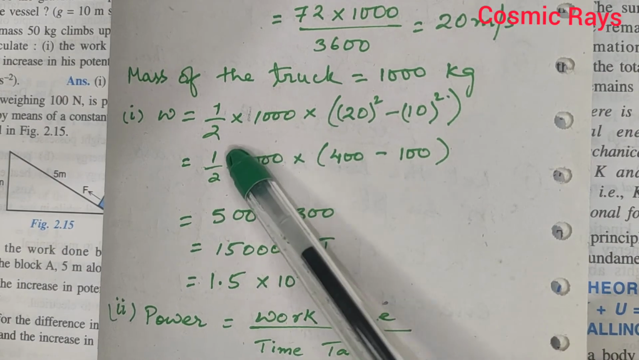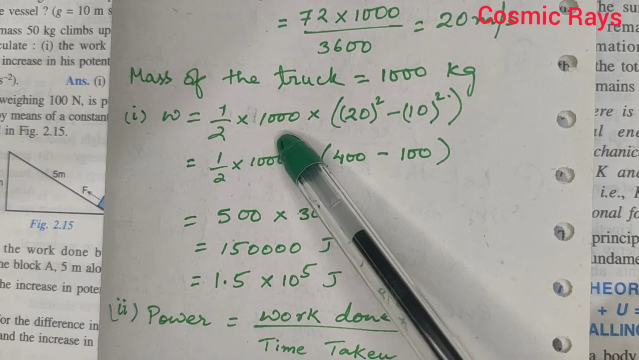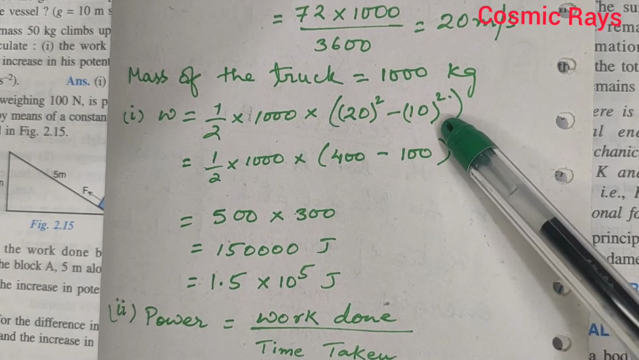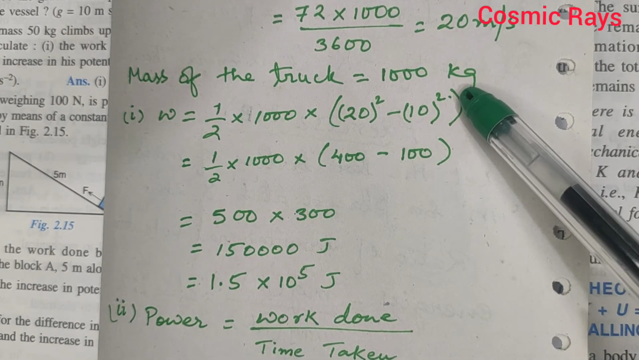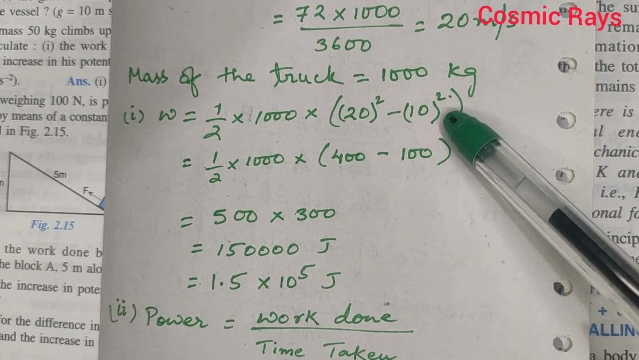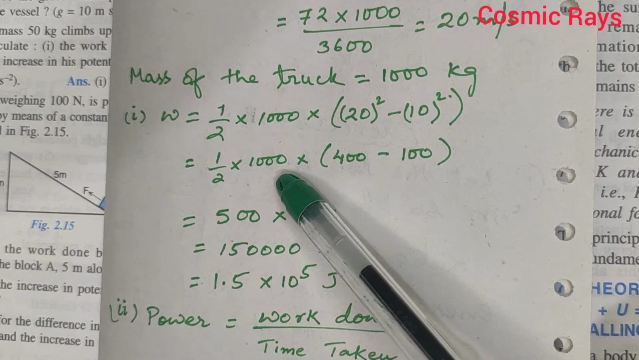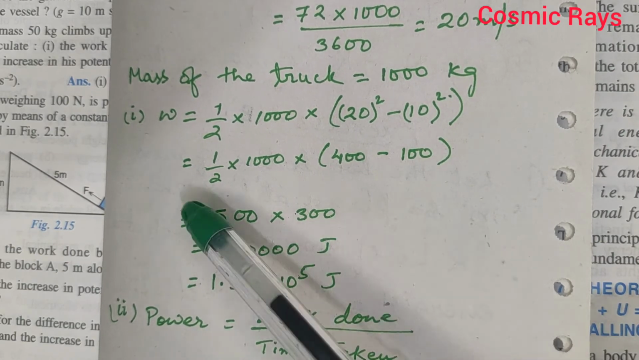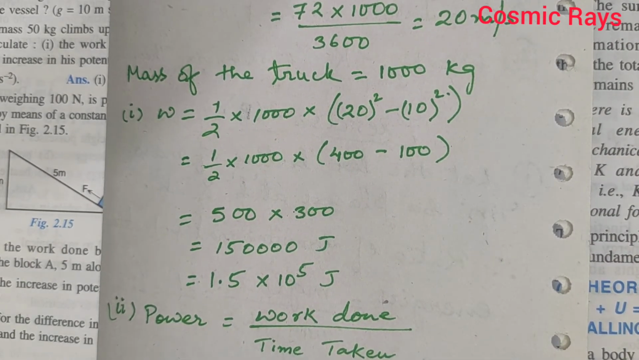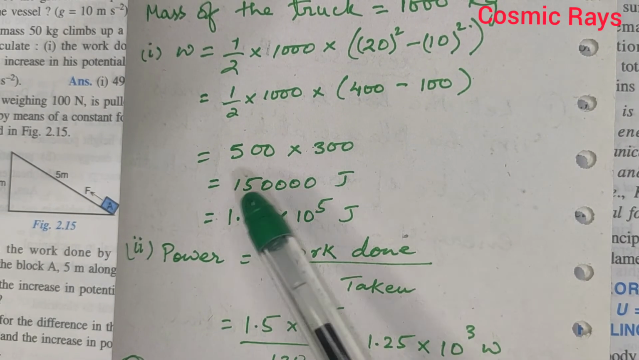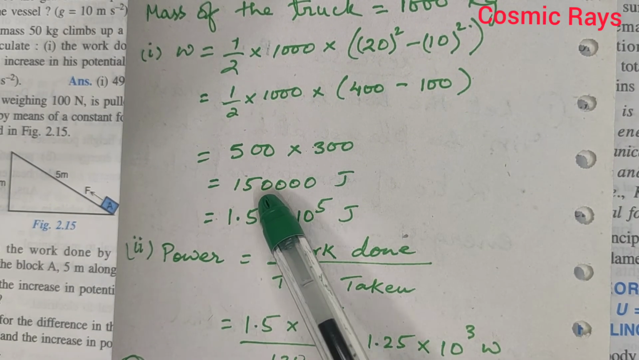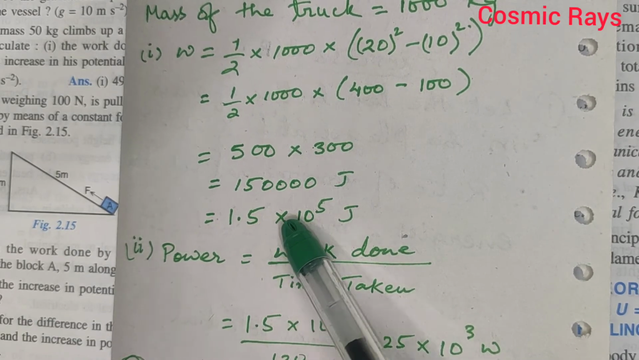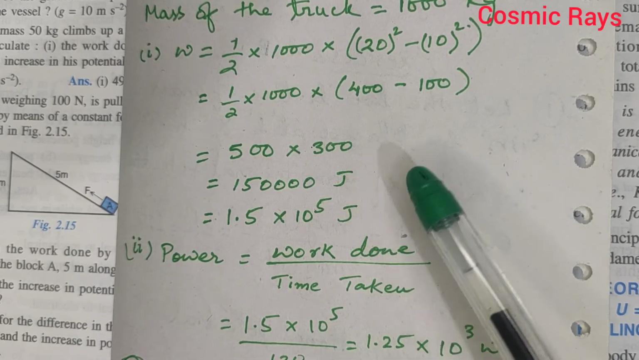Now we put the values, half mass is 1000, final velocity is 20, so 20 square minus the initial velocity which is 10, so 10 square. 20 square is 400, 10 square is 100. So half into 1000 is 500, 400 minus 100 is 300, and you multiply it. Now we write it in standard form. So instead of 15 multiplied by 10 raised to the power 4, we put a point and we write 1.5 multiplied by 10 raised to the power 5 joules.